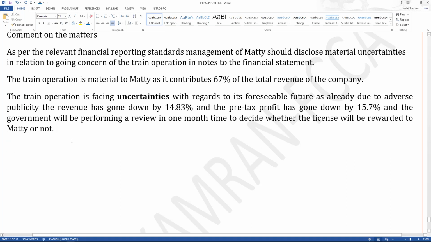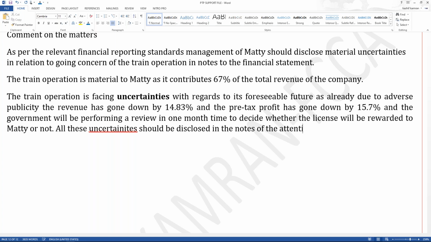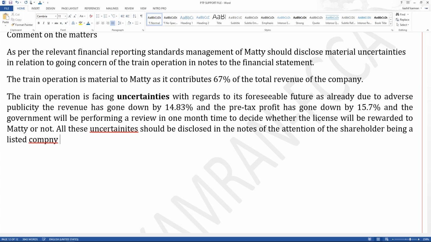Now, these are all the uncertainties which need to be disclosed in the notes to the financial statement because it is a listed company. So all these uncertainties should be disclosed in the notes, for the attention of the shareholders, being a listed company. So see, have we commented on the matters? The first matter we commented on was the accounting treatment, that as per IAS 1 we require a disclosure. We then commented on the significance of the business, materiality, and we then commented on that there are so many uncertainties.